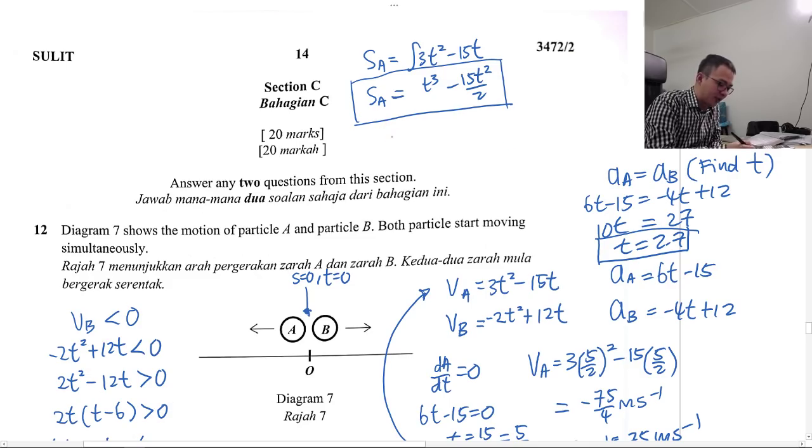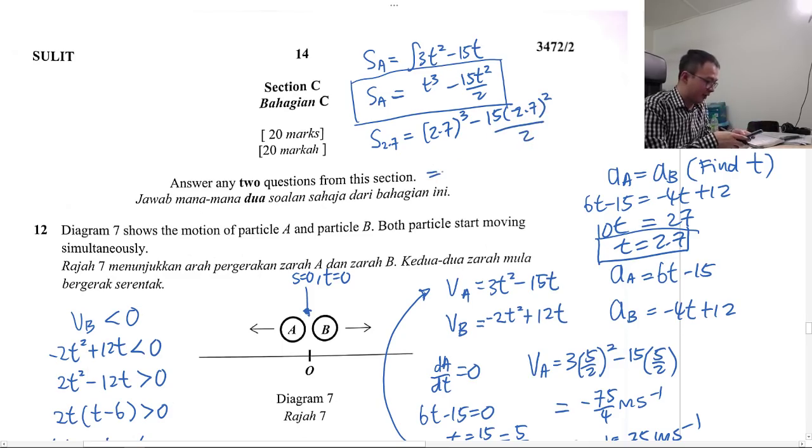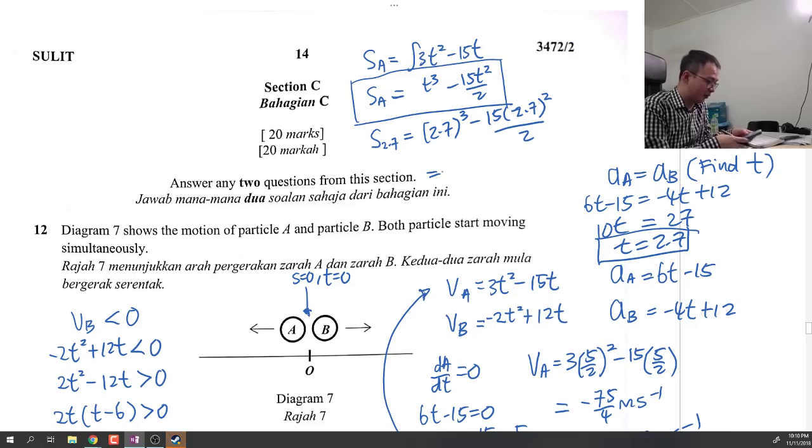So what I was doing here is, I want to know when I got 2.7, right? So I sub the 2.7 into the t here. I want to know the displacement of particle A when time equals 2.7. There's a very weird number, but I guess you should get the value. Minus 15 times 2.7 squared over 2. You will get a very weird value, negative 34.992 meters.